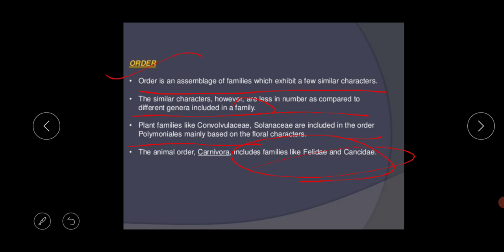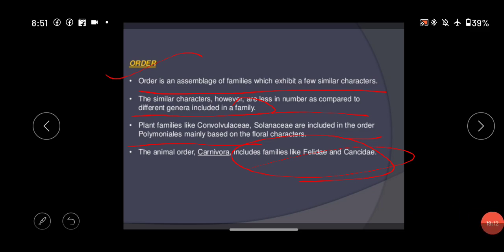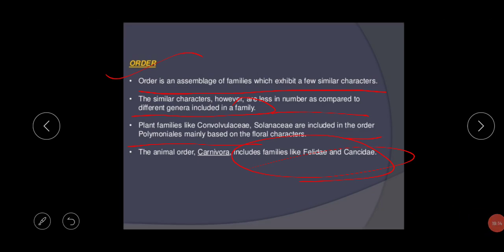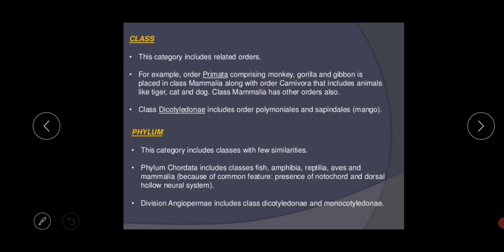So this is the taxonomic category having one or more related families that possess some similar correlated characteristics which are lesser in number as compared to correlated characters of genera of a family. Okay, so this is the basic thing of the order.